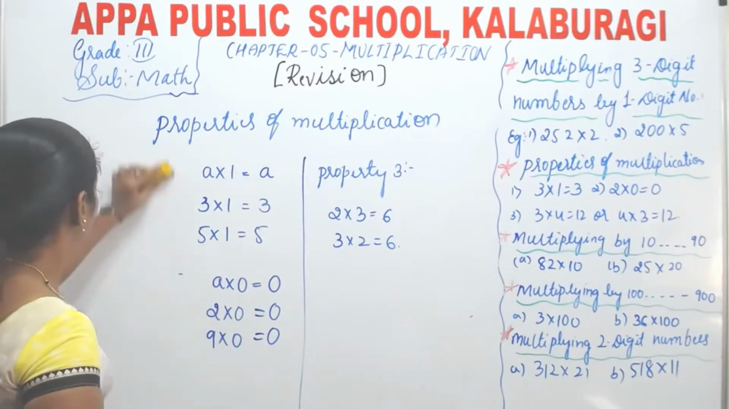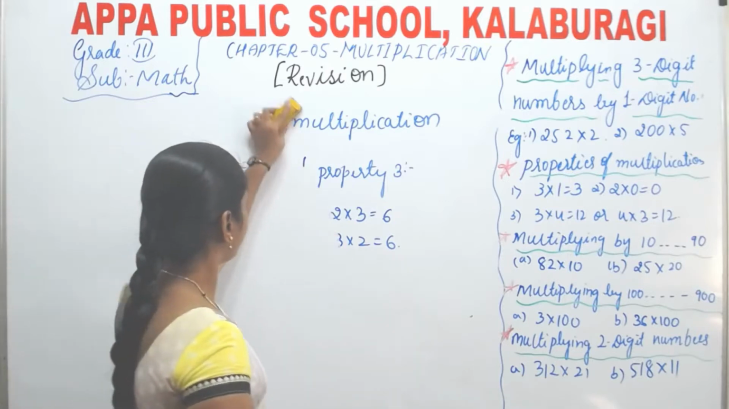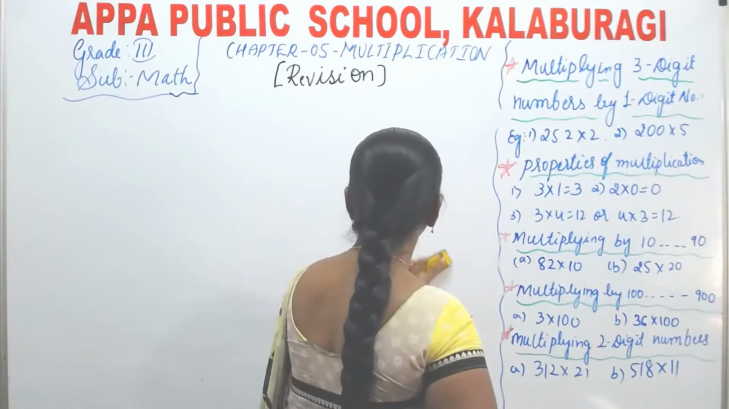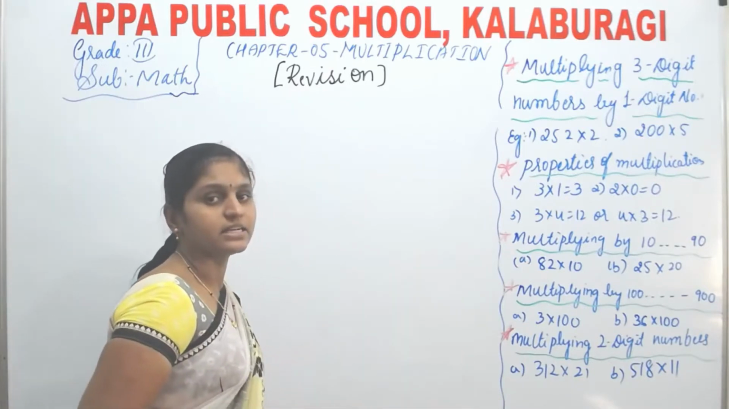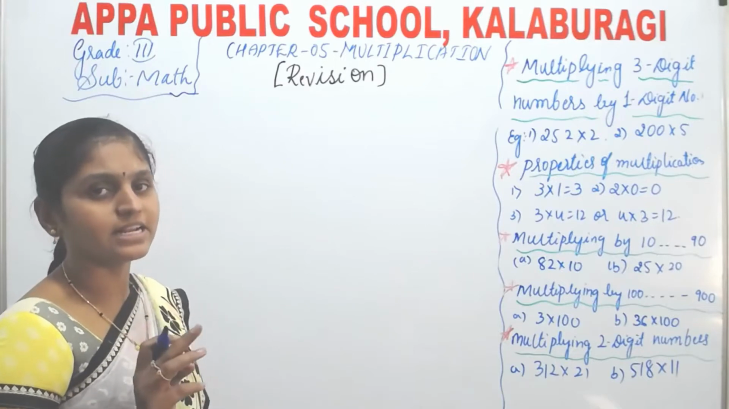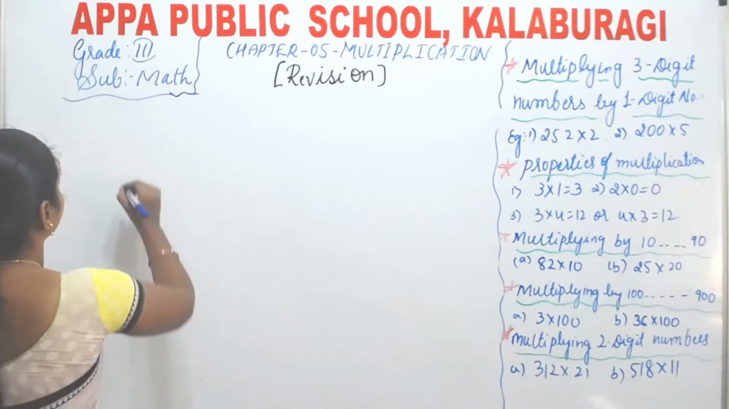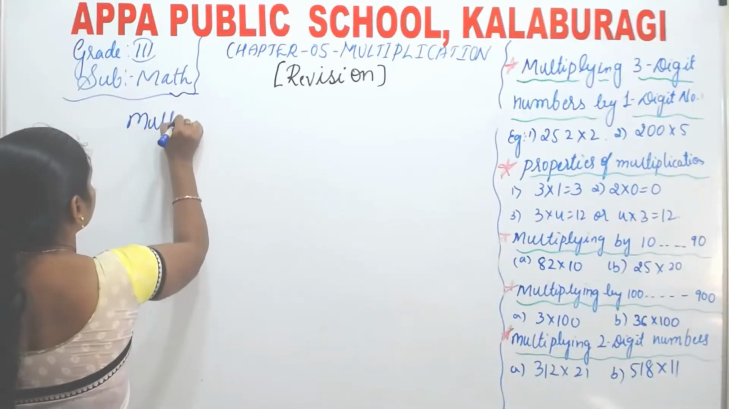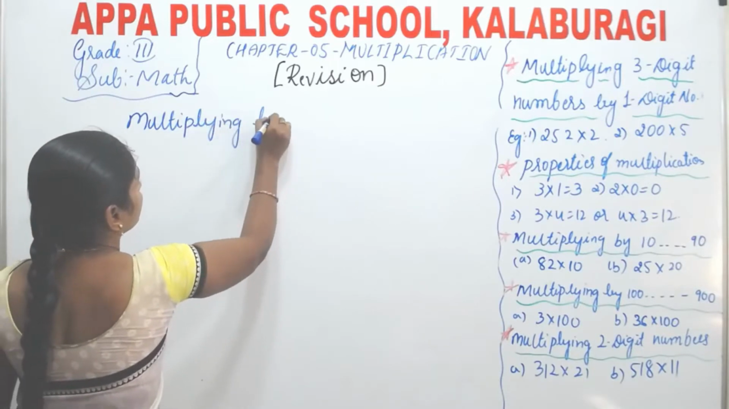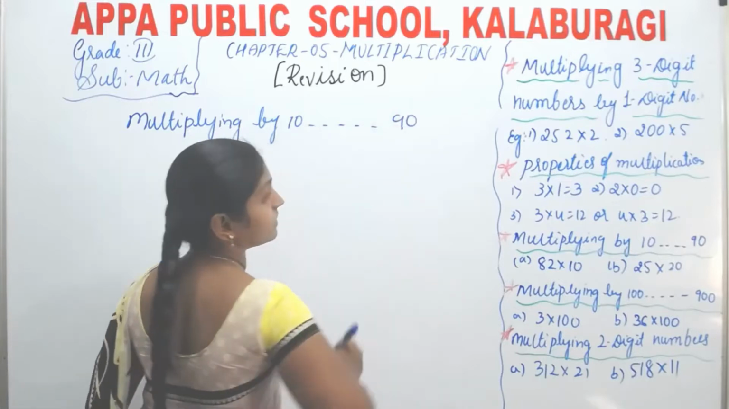Next is multiplying by tens. Multiplying by tens up to 90. Why not 100? Because 100 is a 3-digit number. Here we are multiplying the 2-digit numbers, that is from 10 to 90. So, multiplying by tens up to 90.